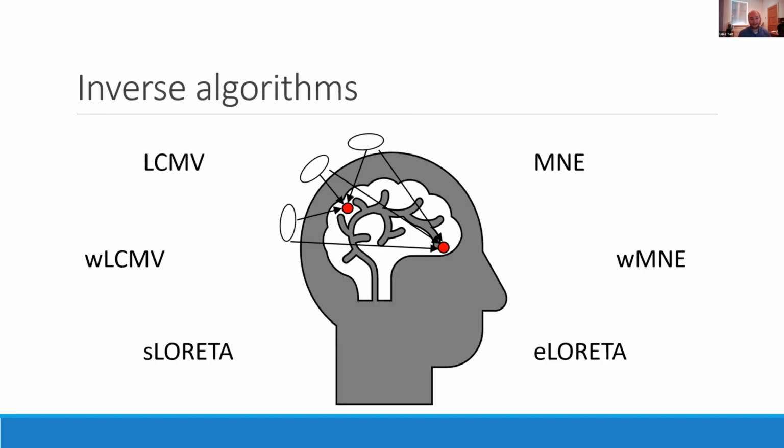We studied 6 commonly used inverse algorithms. There were 2 beamformers, the LCMV and its depth weighted counterpart, which we've called weighted LCMV, and then 4 least squares minimum norm type estimates that are common in the literature.